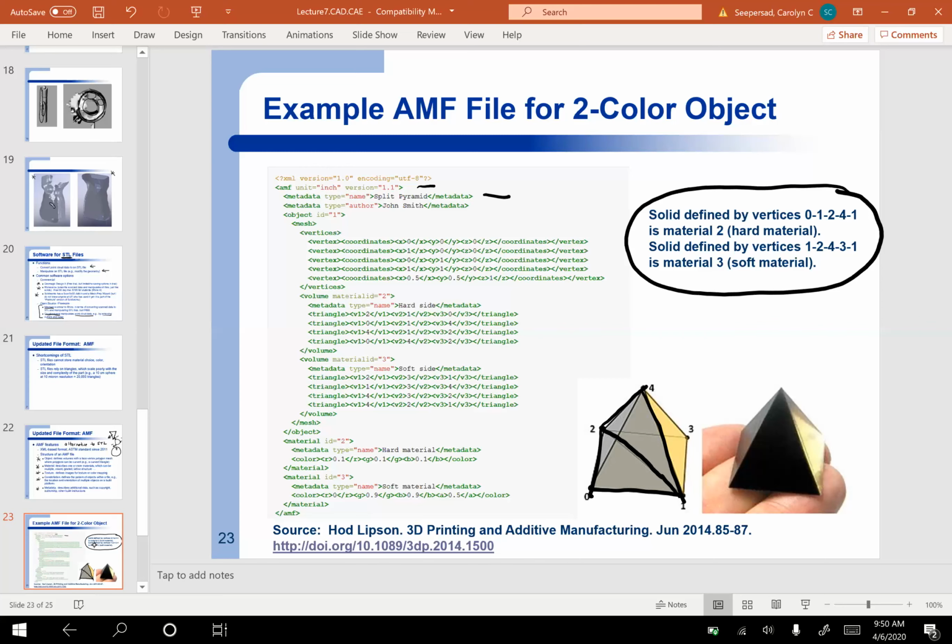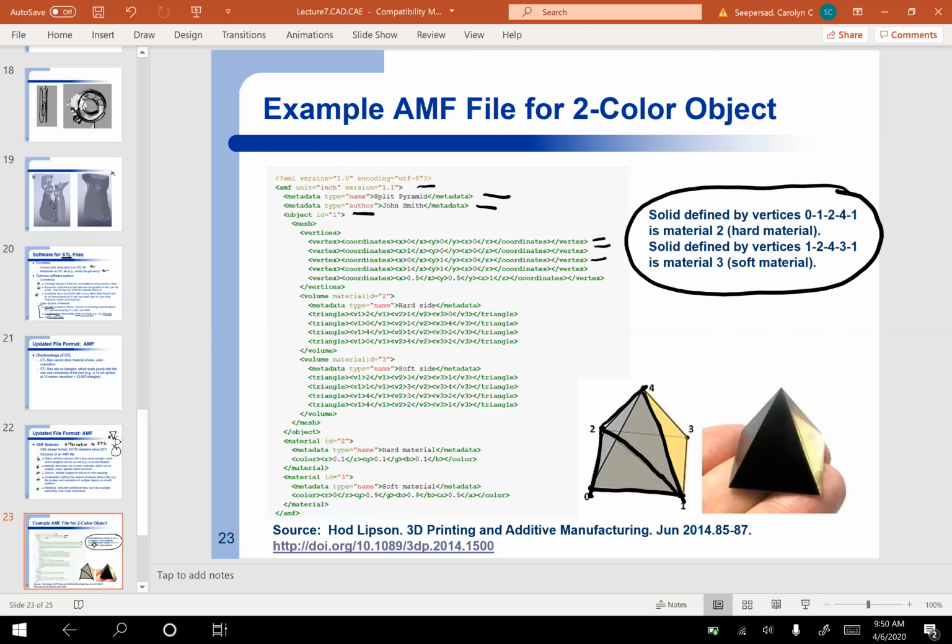It's a split pyramid, an author, John Smith, an object. So this is the first object, ID number 1. It has vertices. You can see the different vertices that are 0, 0, 0, 0, 0, 0, 1, 0, 0, 0, 1, 0, and so on. All the different vertices, the locations of the 1, 2, 3, 4, 5 vertices that make up this pyramid, right? 0, 1, 2, 3, 4.